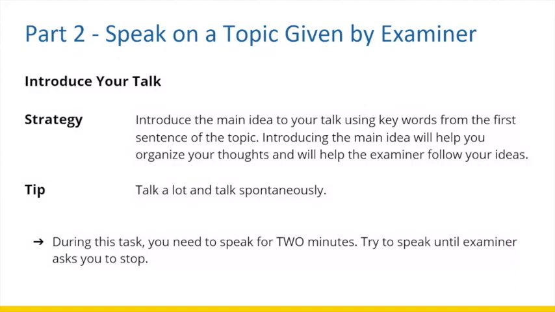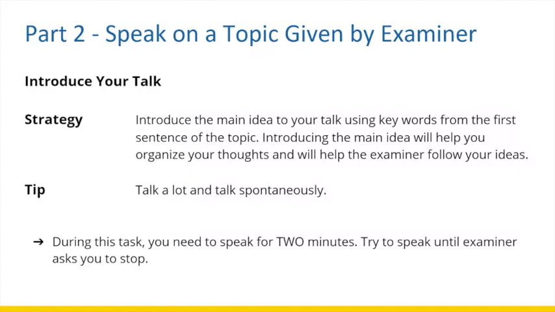Remember, introducing your topic is very important because it will help your examiner follow your ideas and know what you're going to talk about. So, for example, you can begin your speech by saying something like this: I'm going to talk about, or I'm going to discuss. So make sure you introduce your topic using such words.